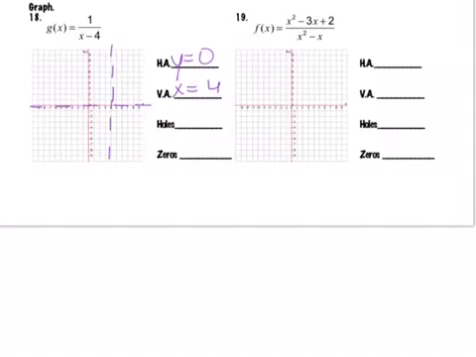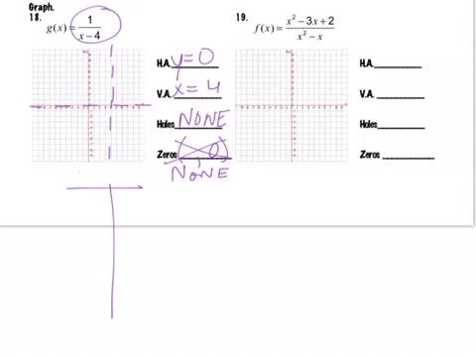And then my holes, that's where things cancel. Well, nothing canceled up here, so there are no holes. And zeros, I always make sure it's something, comma, 0. And since my numerator is just 1, right here, there will be no zeros, because if I set 1 equal to 0, it's not possible. So, none.